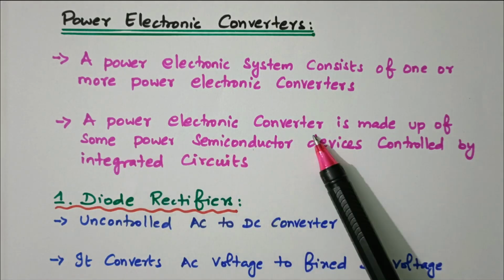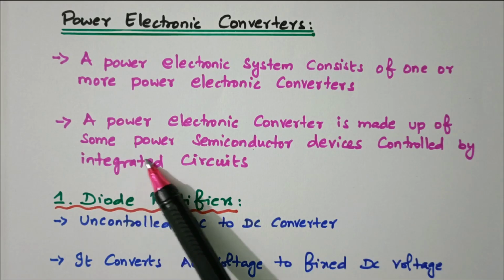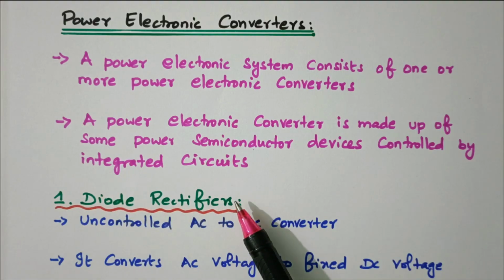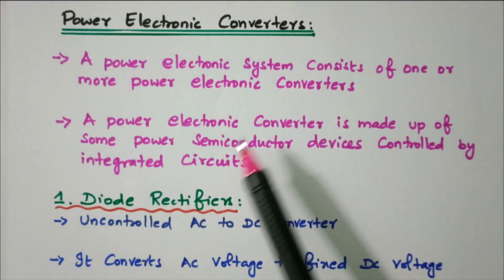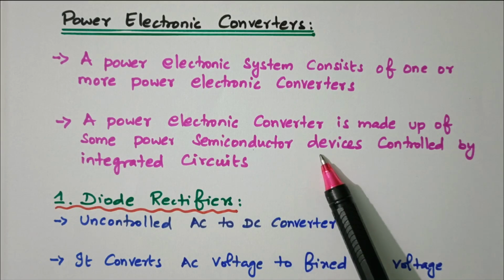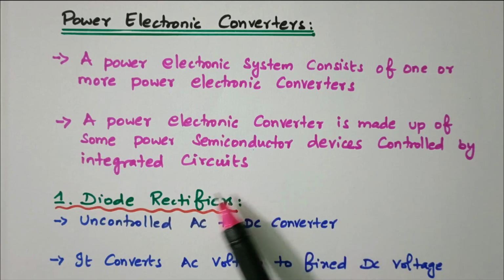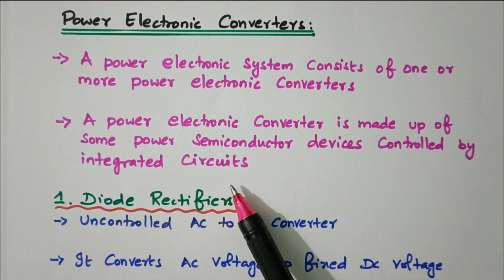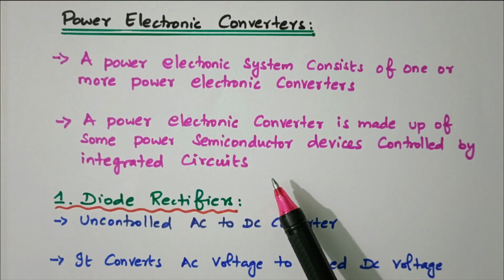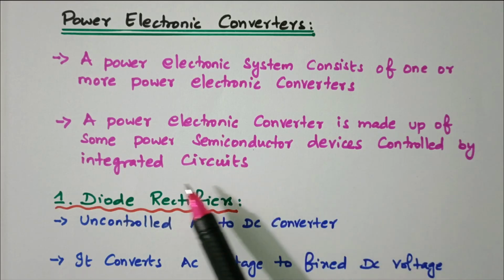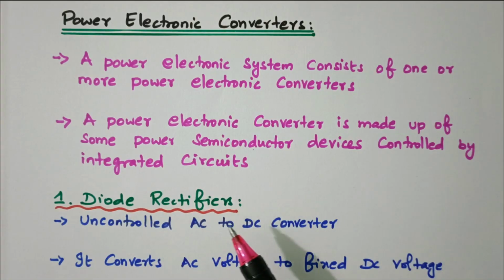A power electronics converter is made up of some power semiconductor devices controlled by integrated circuits. So this power electronic system consists of power solid state semiconductor devices that are controlled by the integrated circuits. So the main objective to control and convert the electrical power is done by power semiconductor devices controlled by integrated circuits. Now we'll see the various types of converters.